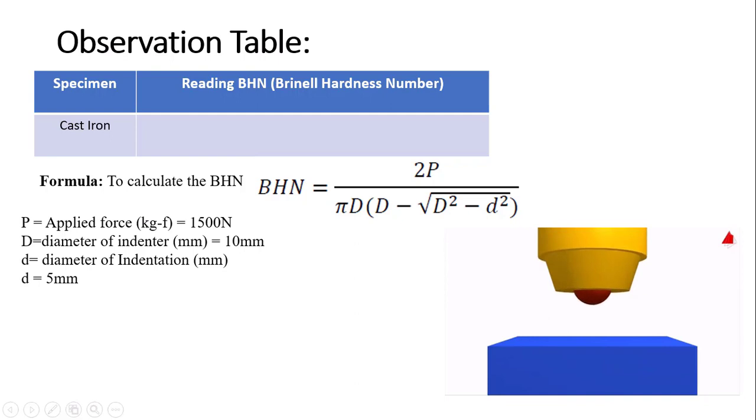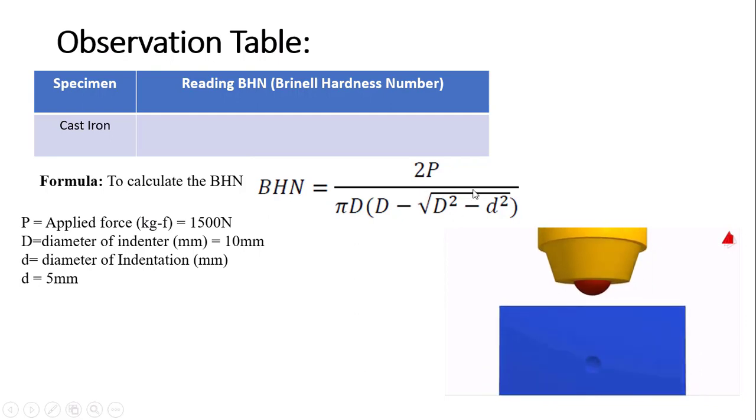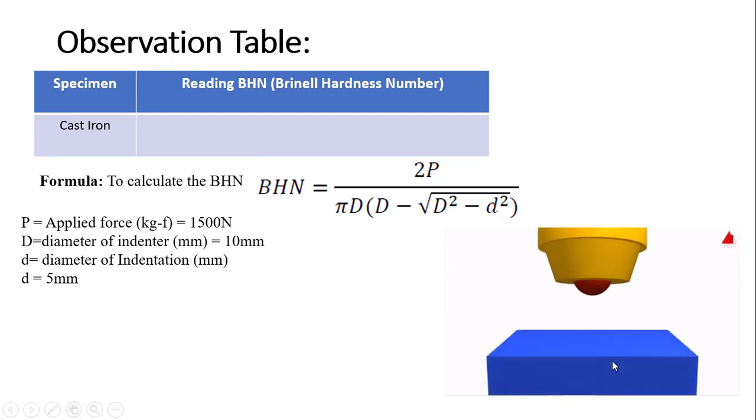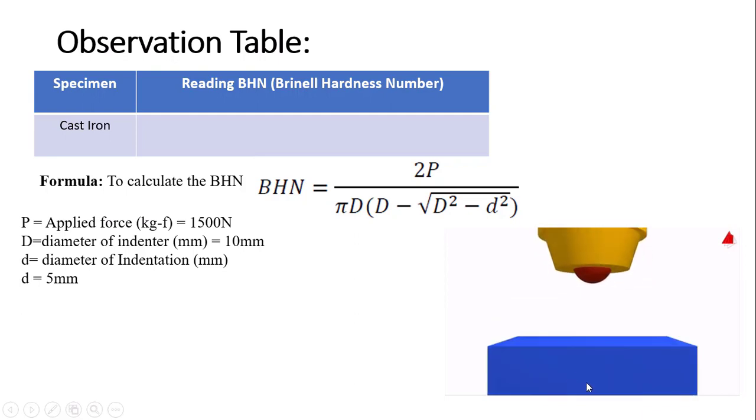Fine. Then what is this? This is the observation table through which you can calculate the Brinell hardness number. This is a sample formula for that. As you can see, this is what is happening in this image: force is applied and the ball is in touch with the material, that you can see over here. The impression has been made over here. This impression has a diameter, which is called a smaller d.